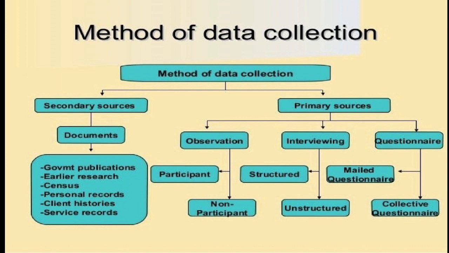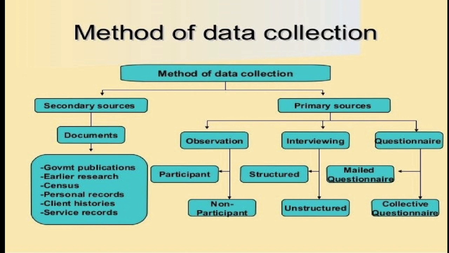Simply, the methods of data collection include secondary data sources and primary data sources. For secondary sources, we simply depend upon documents such as government publications, earlier research publications, census reports, and personal records, which include even diaries, client histories, and service records from hospitals and educational institutions, like that. And then primary sources can be subdivided into three major areas: one is observation, another is the interviewing technique, and the other is the questionnaire technique.